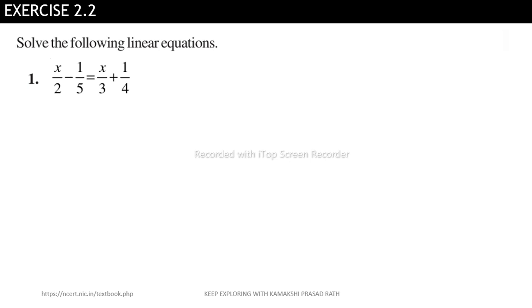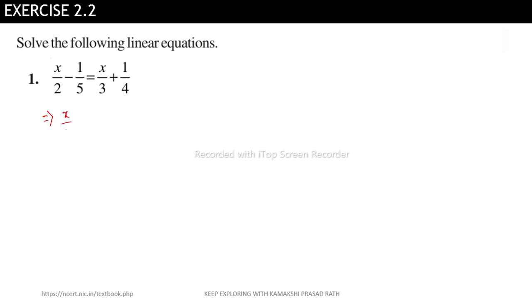Generally, while we solve equations, we keep the variables on the left side and the numbers on the right hand side. Here the variables are x/2 and x/3, so they should be on the left hand side. The numbers 1/5 and 1/4 should be on the right hand side. So we will do the shifting.